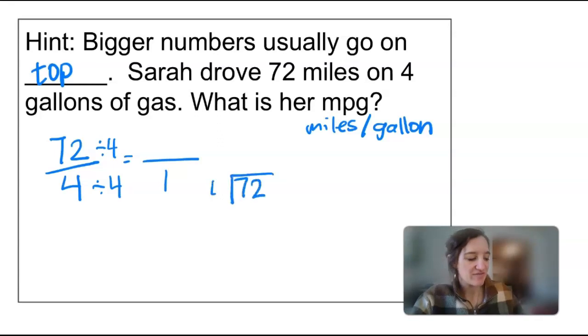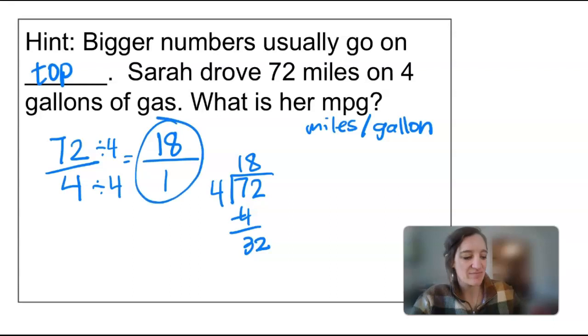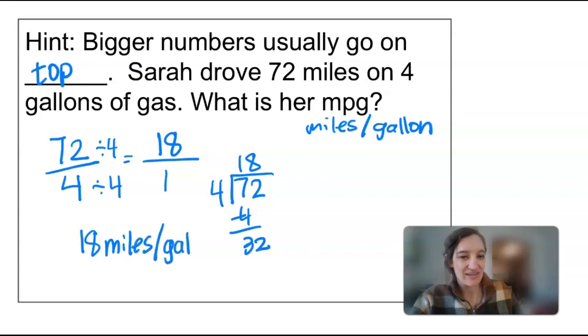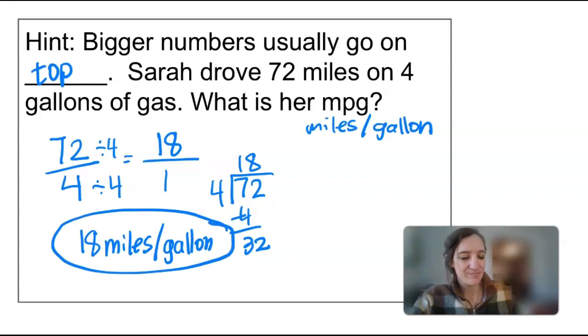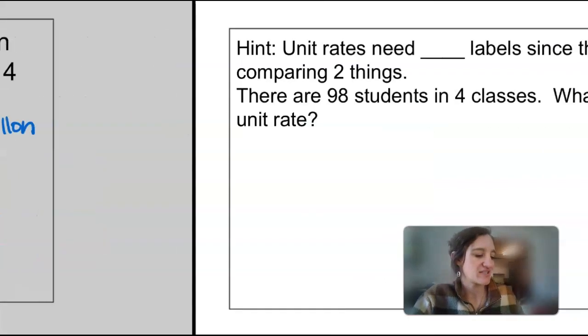72 divided by 4 will be 18. So I've got to label this. I can't just say 18 over 1 because I don't know what 18 or 1 is. But I can say 18 miles per gallon, because I have my miles and my gallon, and I know that if I divide up those 72 miles into 4 gallons of gas, there'll be 18 miles in each gallon. So that is a unit rate.